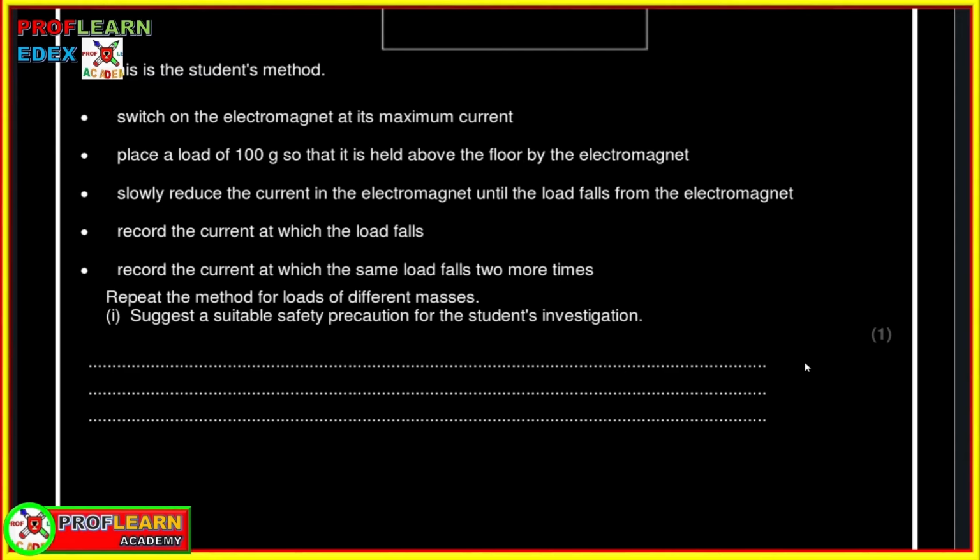Repeat the method for loads of different masses. Suggest a suitable safety precaution for the student's investigation. Since some masses are falling down, the student needs to ensure that his foot is away from the electromagnet so that those masses don't fall and end up injuring the student.